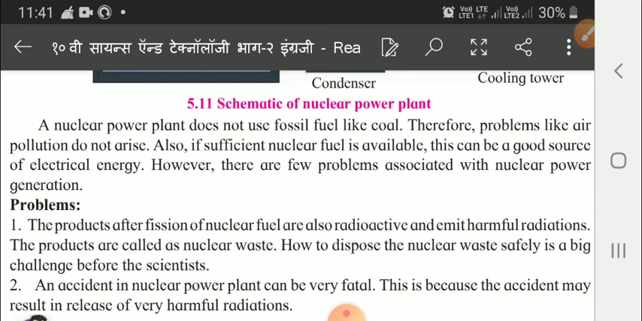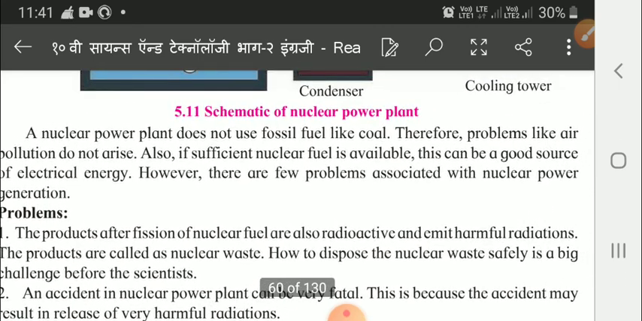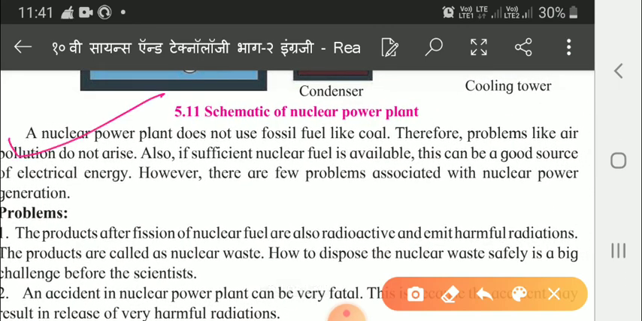Here a nuclear power plant does not use fossil fuel like coal, so problems like air pollution do not arise. Naturally, if coal is not used, air pollution will not be there. And if sufficient nuclear fuel is available, then this can be a good source of electrical energy. This is the advantage.